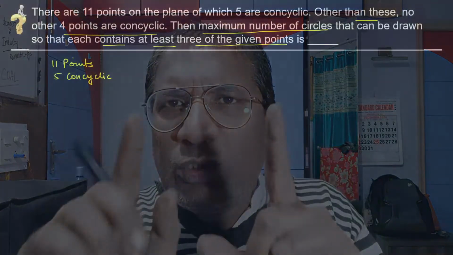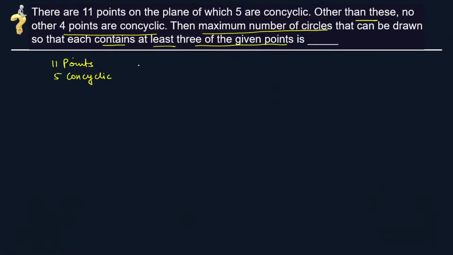So let me do one thing, same thing as we have done for the straight lines. There are 11 points, out of which 5 are concyclic, right? Let us assume no 4 points are concyclic. Then the total number of circles that can be drawn is 11C3, because through 3 points, we can always draw a unique circle.